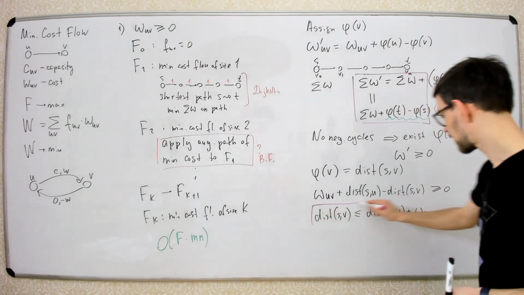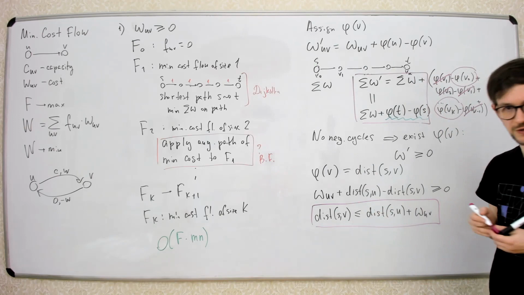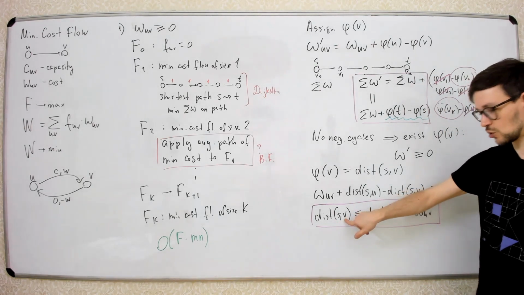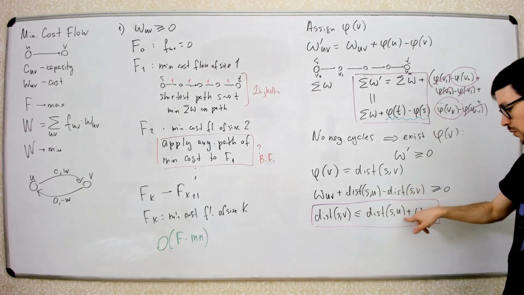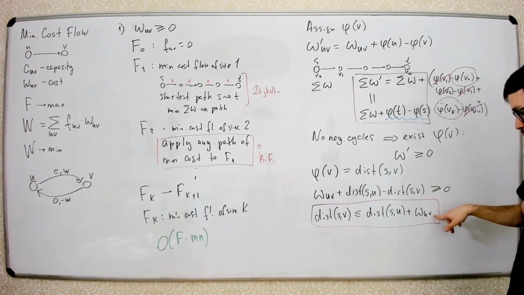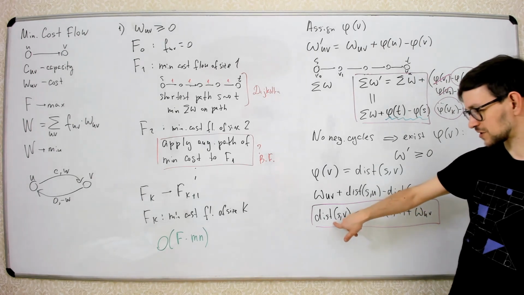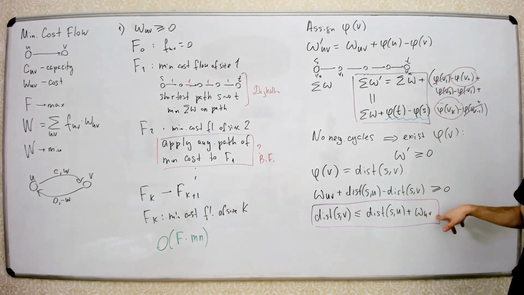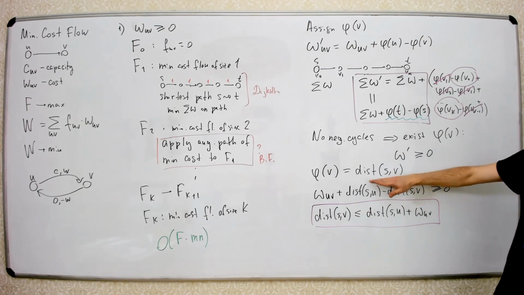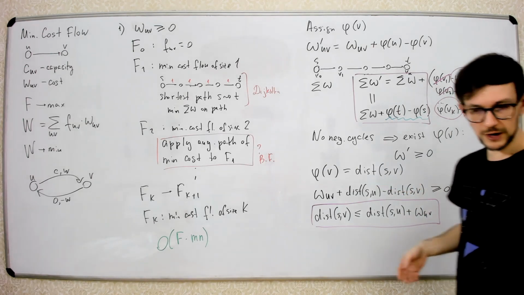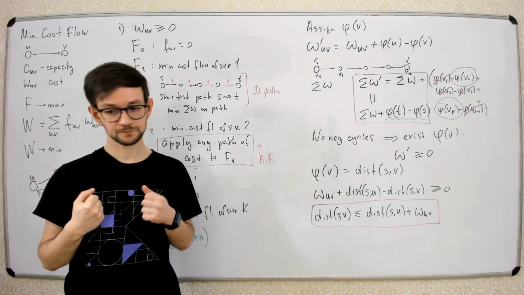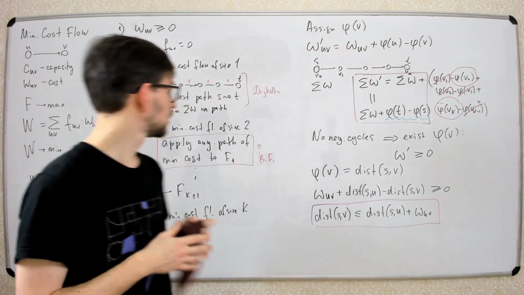And this is just the triangle inequality. It's true. The distance to node V is not greater than the distance to node U plus the weight of the edge, because this is one of the paths from S to U to V. So my shortest path is not greater than some path from S to V. So this is true. If I assign potentials like this, then the weights of all the edges will be non-negative. Cool.